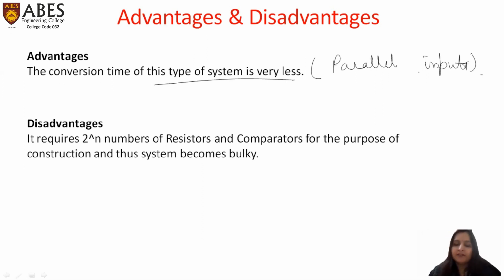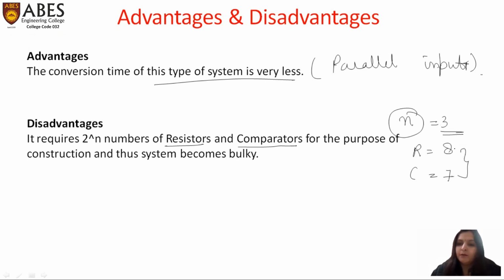But again, if there is an advantage, there must be some disadvantages. And here the disadvantage is that the number of resistors and comparators increases as the number of bits increases. It means it is dependent on the value of n. Like we have seen in the 3-bit converter, if n is equal to 3, we require 8 resistors and 7 comparators. So if we increase the value of n, the number of resistors and comparators will increase, and thus the system becomes bulky. But still, even after this disadvantage, it has the fastest response because the conversion time here is less.